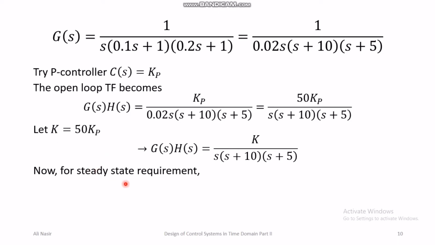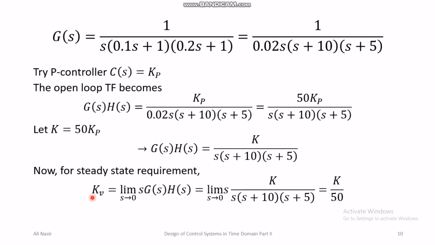So for steady state requirements, Kv, which is the steady state error coefficient for ramp input, is given by limit s approaches 0 of s into G(s)H(s). Here G(s)H(s) is k over s into s plus 10 into s plus 5. S into G(s)H(s) will be, if you put in s here, this will cancel out with the s in the denominator, and if you plug in s equal to 0 in the remaining transfer function, you will get k over 50. So k over 50 is the value of Kv, and we already know that we want Kv to be greater than 100. For that we need k to be greater than 5000. So it means that we need the root locus gain to be greater than 5000 in order to achieve the steady state requirement.